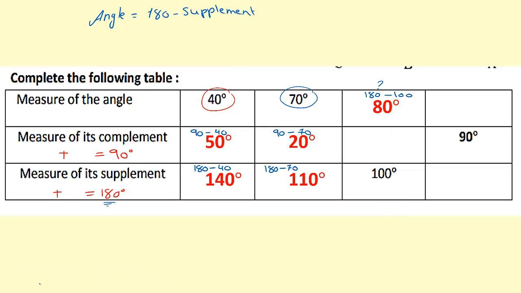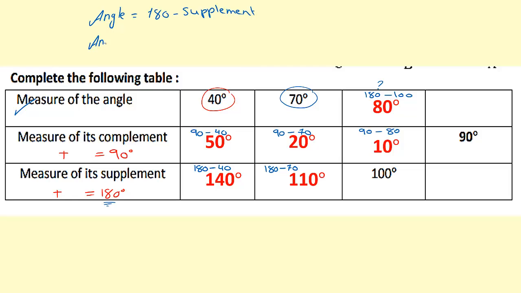First, I must find the measure of the main angle and then find the measure of the complement angle. Knowing that an angle plus its complement is equal to 90 degrees, so to find the angle I'm going to make 90 minus 80, and this is equal to 10 degrees. Let's go to the other column. He gives me the measure of the complement angle, and he wants me to find the measure of the main angle and the angle which supplements the main angle.